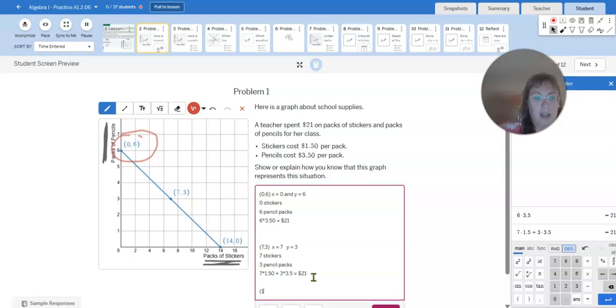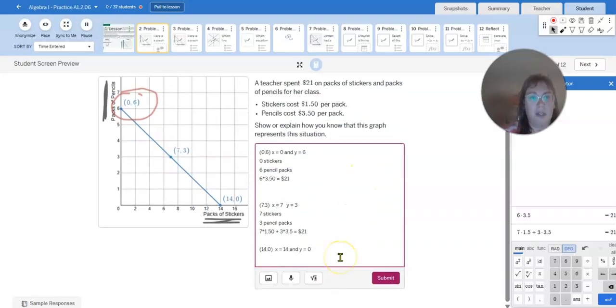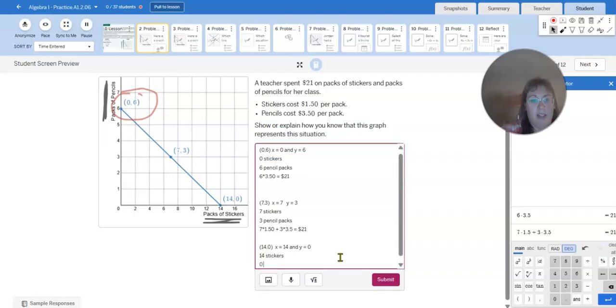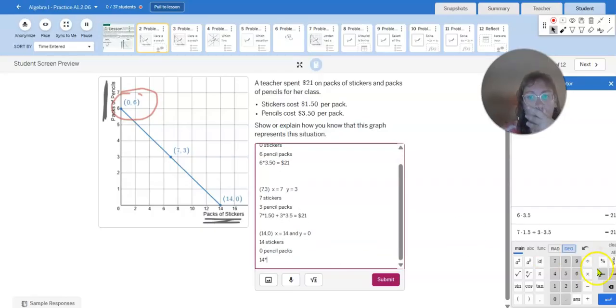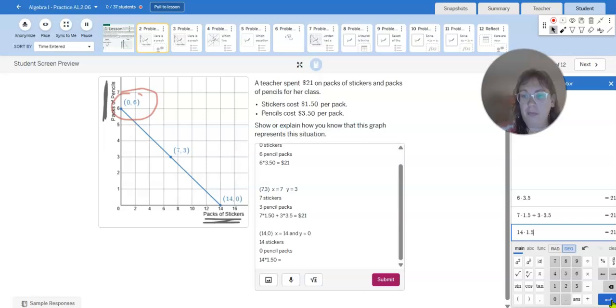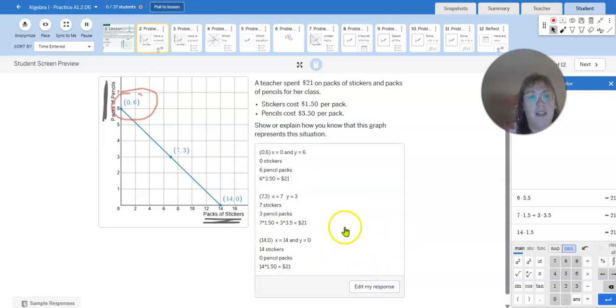The last point that we see here is 14, 0, which means x is 14 and y is 0. If x is 14, x is our stickers. So that means we have 14 stickers and 0 pencil packs. 14 times $1.50 is 21. Yay! So it works for all 3 coordinates, that it would add up to 21 total dollars. Let's look at slide 3.